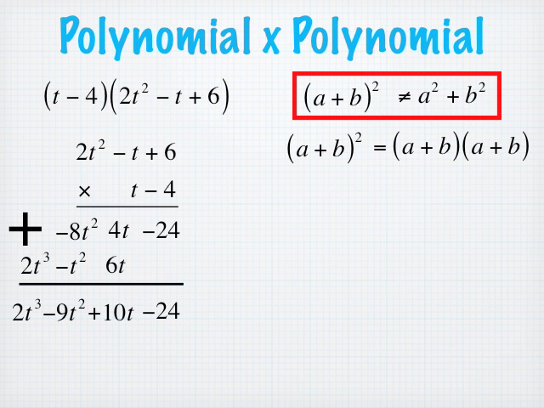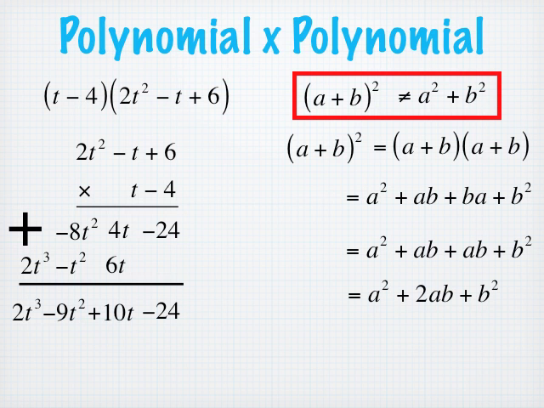Now, we could just FOIL. F, FOIL, a times a would give me a squared. O, outside, a times b would give me ab. I, inside, b times a would give me ba. And L, last, b times b would give me b squared. Now, do I have any like terms? My ab and my ba, those have exactly the same variable part, even if it's written slightly different. ba is the same as ab, so that's a squared plus 2ab plus b squared. And so now, instead of knowing what it's not, you actually know what it is.